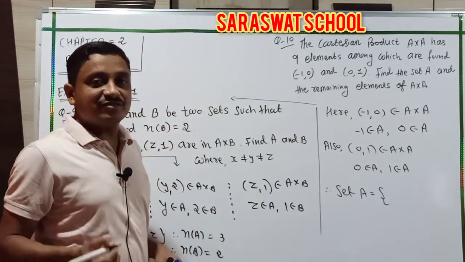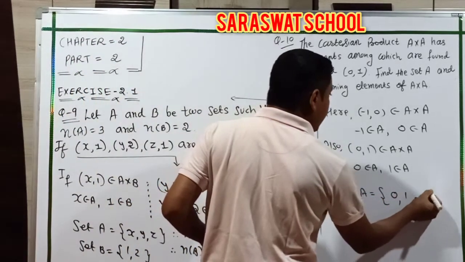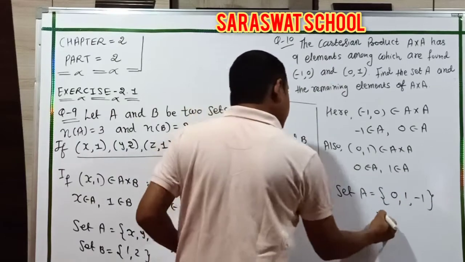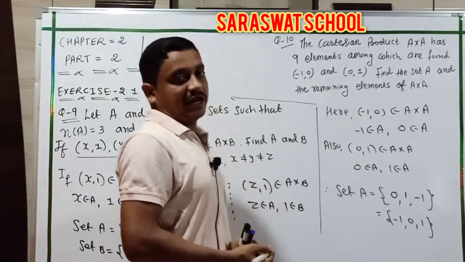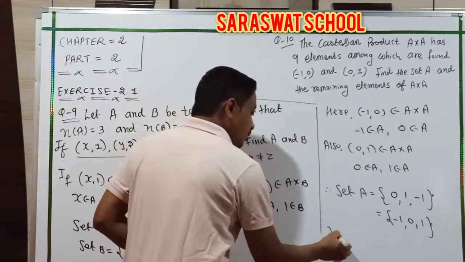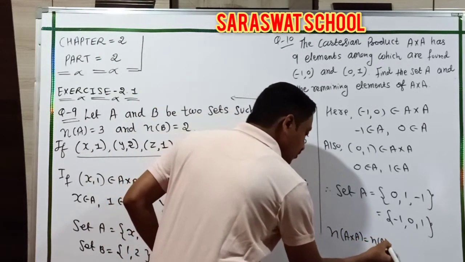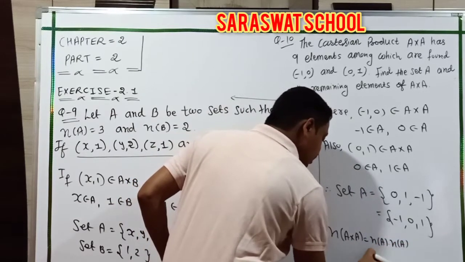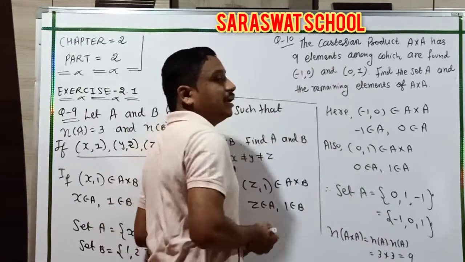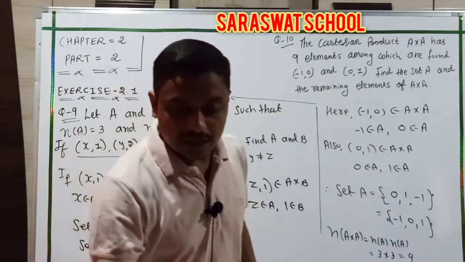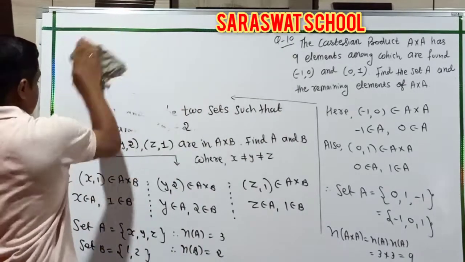Which are the elements without repetitions? It is 0, 1 and -1. Rearranged, just -1, 0 and 1. These are the 3 elements. You also check the number of elements of A cross A, which is number of A into number of A. 3 into 3, surely 9, as given. Now students, my target is to find the remaining elements.